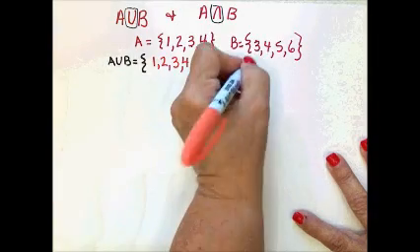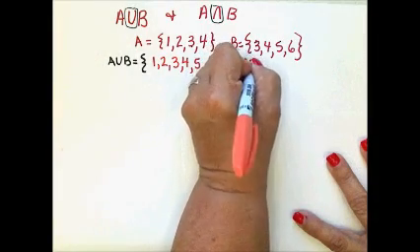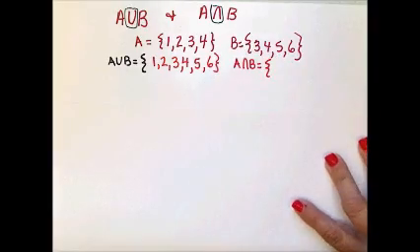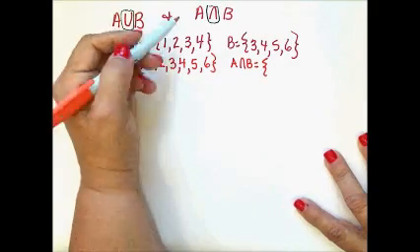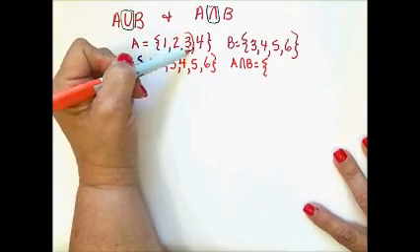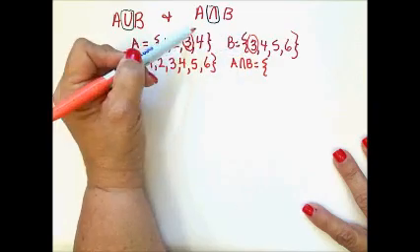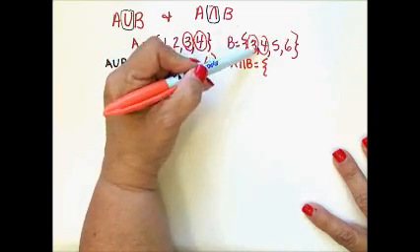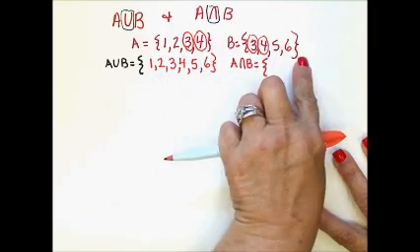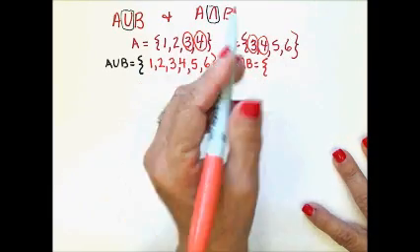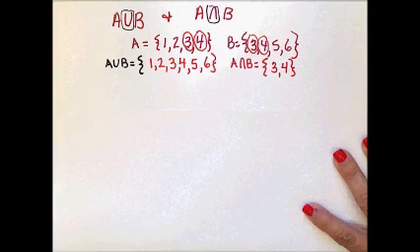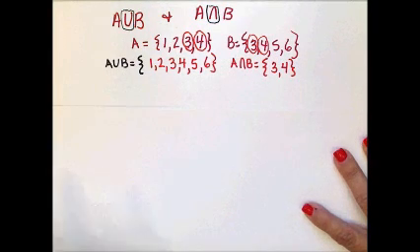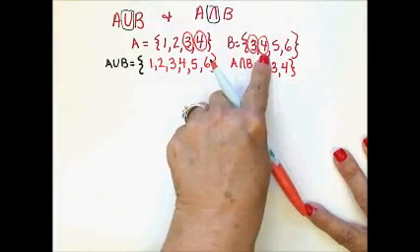Then A intersect B. I want to look for all the things that are common, that are represented in both sets. So I'm going to circle those. There's a 3 in both. There's a 4 in both. There's not a 1 and 2 in this one. There's not a 5 and 6 in this one. So the 2 that I've circled are the intersection of A and B. Things that are common, all together, common.